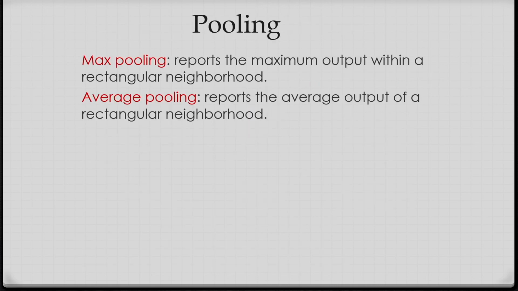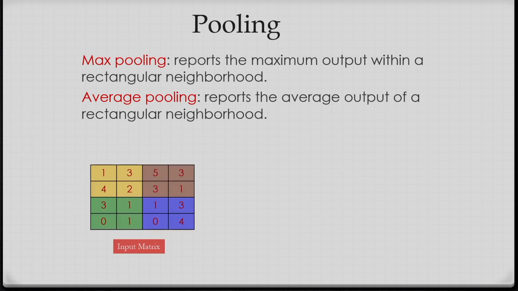After this again I want to reduce the size of the feature map by the concept of pooling. There are many techniques, but mainly one is max pooling, another one is average pooling. Suppose this is my input matrix, and what is max pooling? The maximum output within a rectangular neighborhood. Suppose I consider a 2 by 2 neighborhood, that means 2 rows and 2 columns. So the maximum output within a rectangular neighborhood we have to determine.